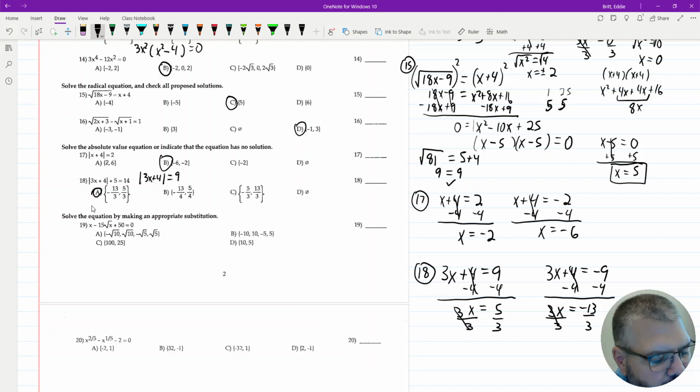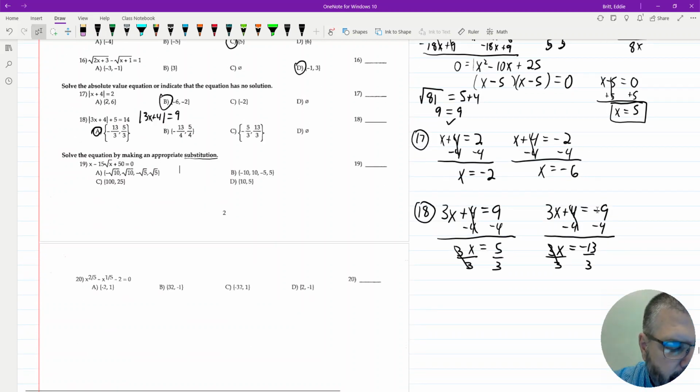Now 19 and 20 are the quadratic-like solutions. I know that it says to make the appropriate substitution. We really don't have to make a substitution as long as we treat these like quadratic equations and factor them. Now, notice there's a square root of x as the middle term. I am not going to leave it as the square root of x. I'm going to make that x to the 1/2 power because that means the same thing.